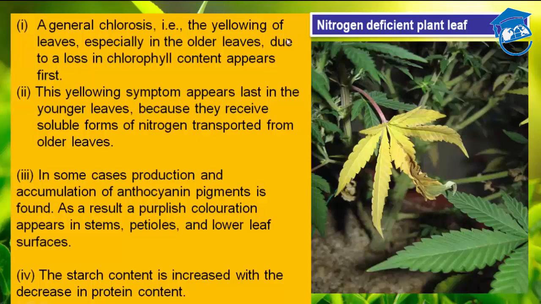And why is it so? Because the loss of chlorophyll content appears first. Now the yellowing symptom, that is your chlorosis, appears first in the older leaf and last in the younger leaf, because the younger leaves receive soluble form of nitrogen transported from the older leaf, students. That's the reason why the yellowing symptom appears last in the younger leaf and first in the older leaf.